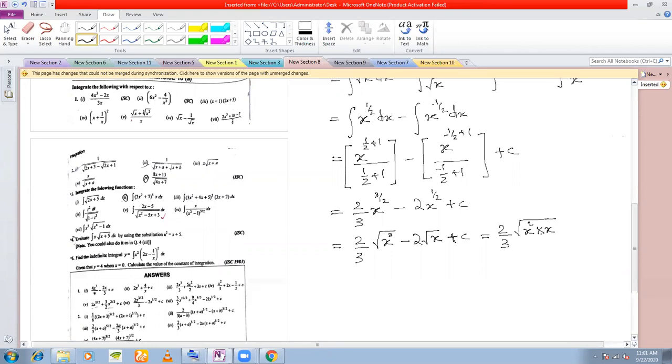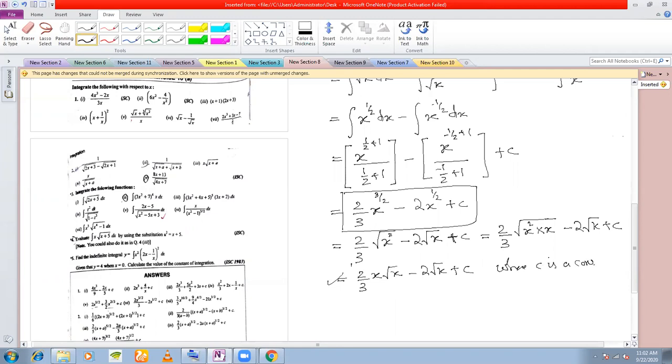So now root over x cube can be written as x square into x, so you get 2/3 x root x minus 2 root x plus c. You can write it this way also. However, if you leave your answer at the earlier form, even that will do. I just showed you this form so that you know how to simplify a little also, where c is a constant of integration.